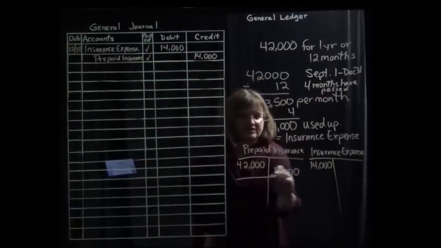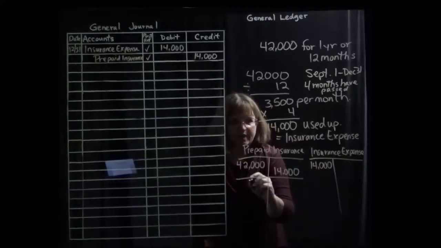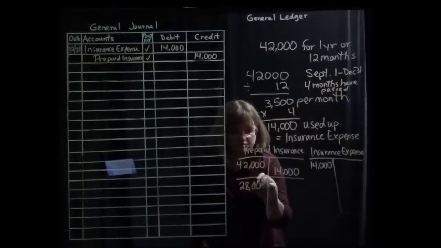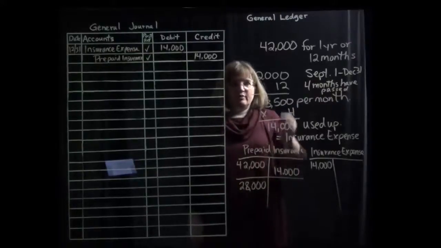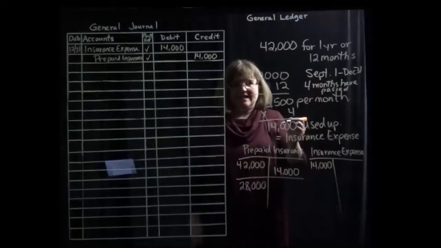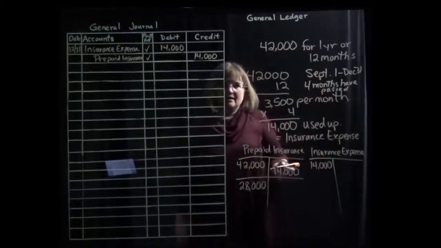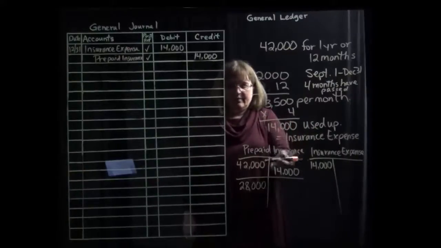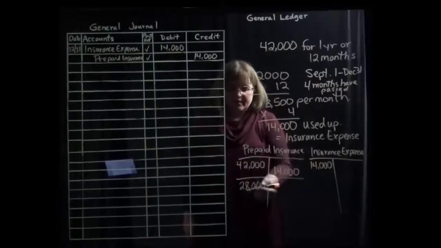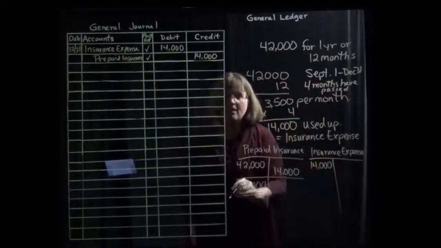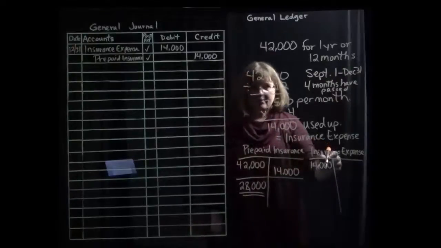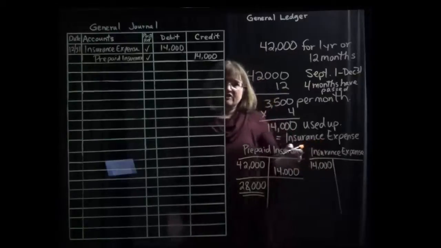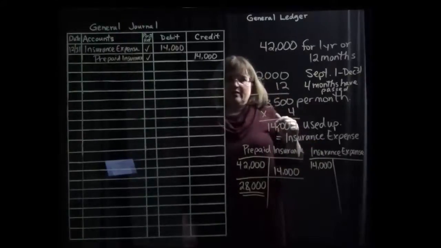That would then leave us with a prepaid insurance balance of $28,000, which does represent $3,500 times 8. And so that is the remaining benefit that the company has available to it from what it had paid back when it bought the policy originally. And so it makes sense that this is the balance we want to be our asset balance, and this is the amount of expense that we incurred during the current year. So that's how you make the adjusting journal entry for the insurance expense.